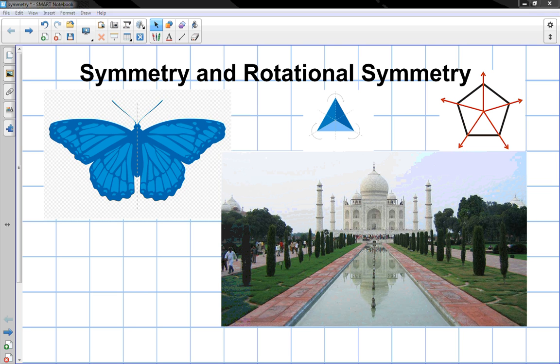This lesson is on symmetry and rotational symmetry. Similar things, but they are different. And it's kind of a tricky thing to learn. But we're learning about this in geometry, so let's get started.